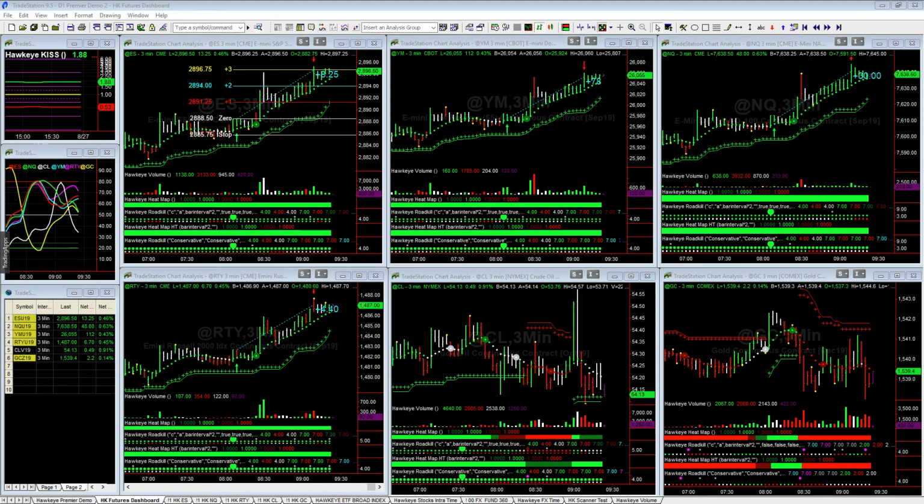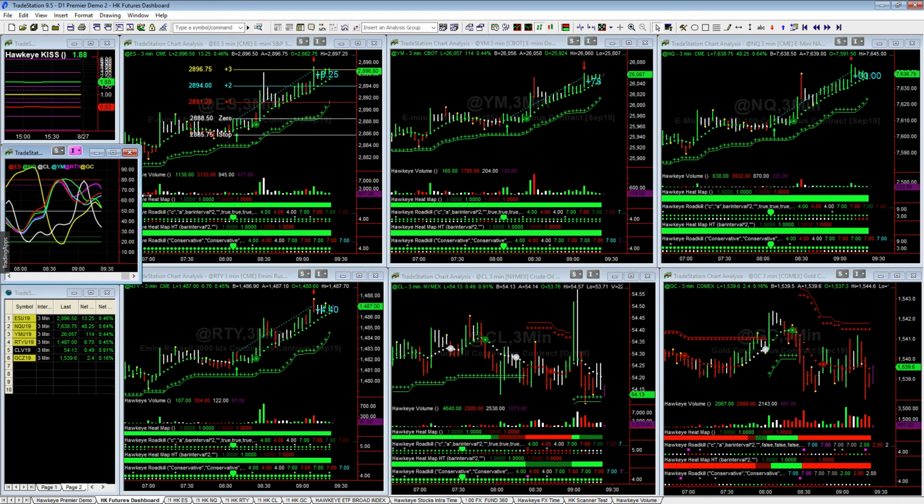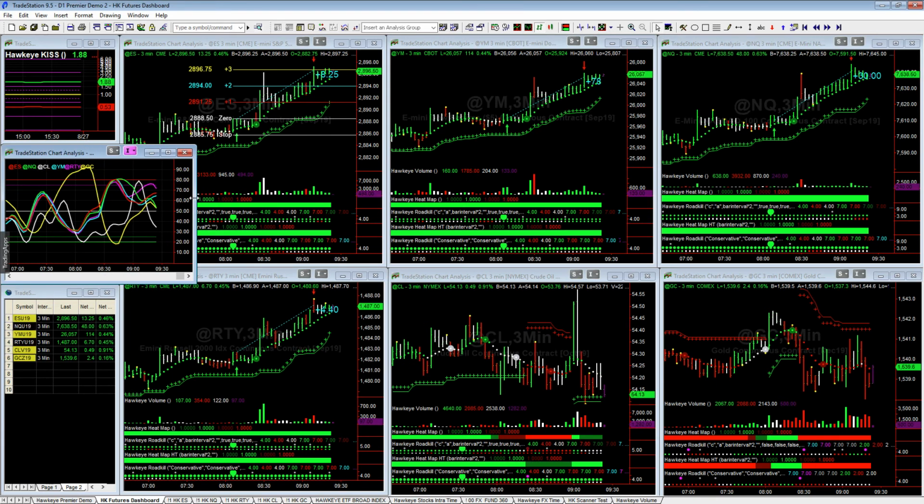I wanted to share with you a very quick trade setup that I found using the Hawkeye Fatboy. The Fatboy is our strength meter. We are looking at all the different futures instruments here, the S&P, the NASDAQ, the Dow, the Russell specifically, and I'm looking for either overbought, oversold, or correlation conditions.